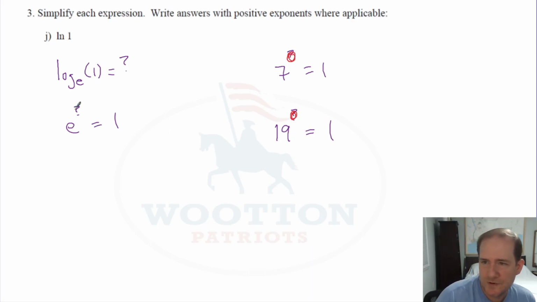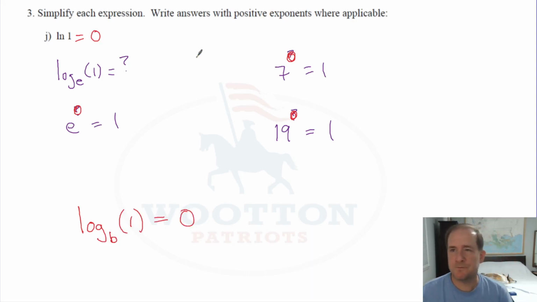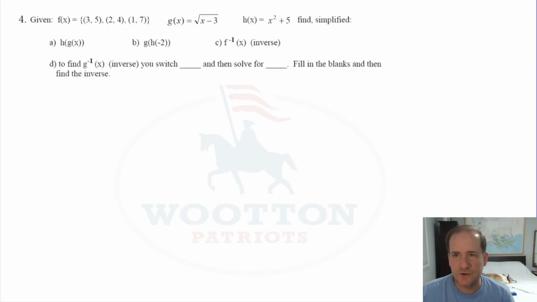19 to the 0 makes 1. So e to the 0 must make 1. So the ln of 1 is 0. In fact, the log base anything of 1 is 0. That's a log rule, that log base b of 1 is always 0, no matter what value of b you choose. So that's a piece of cake. Does that bring 3 to a close for us? I think it does. So let's talk 4.